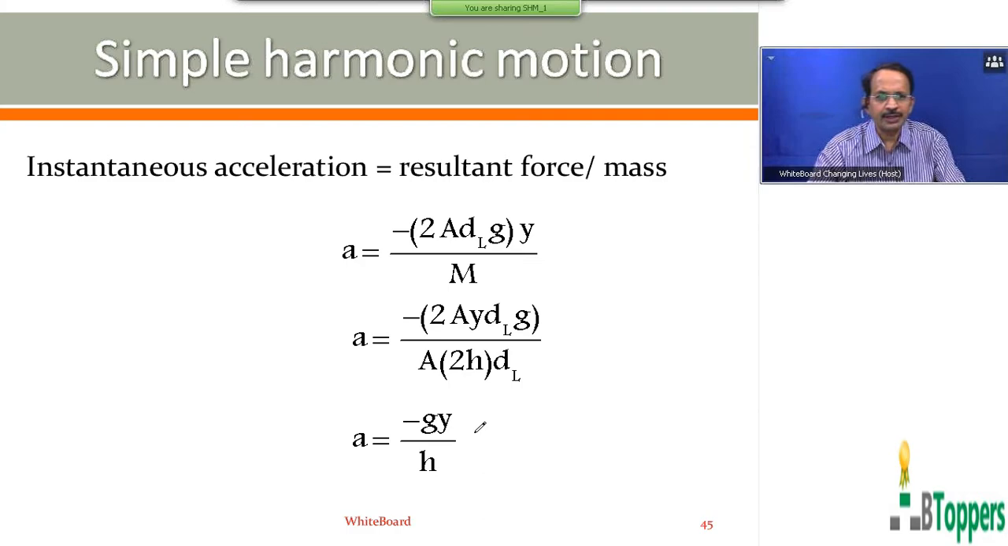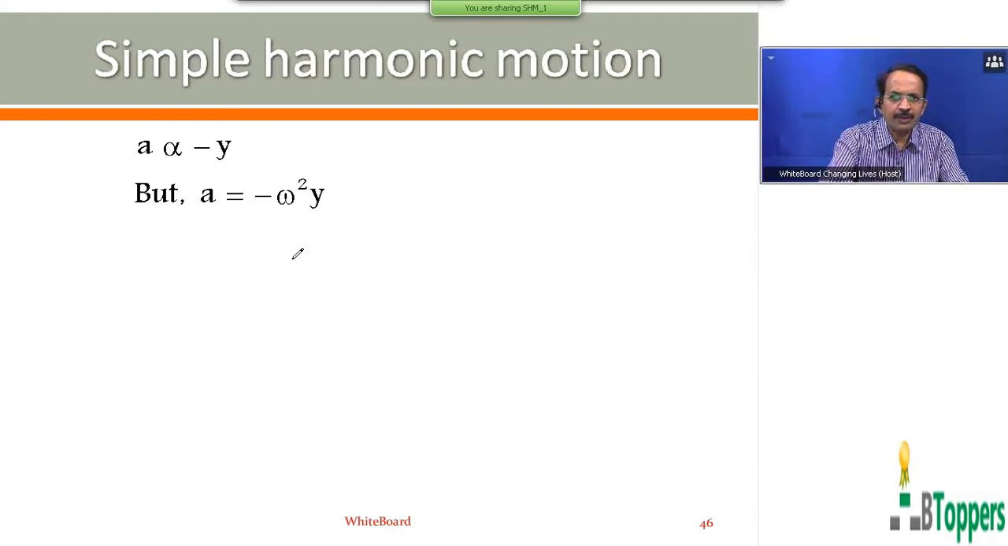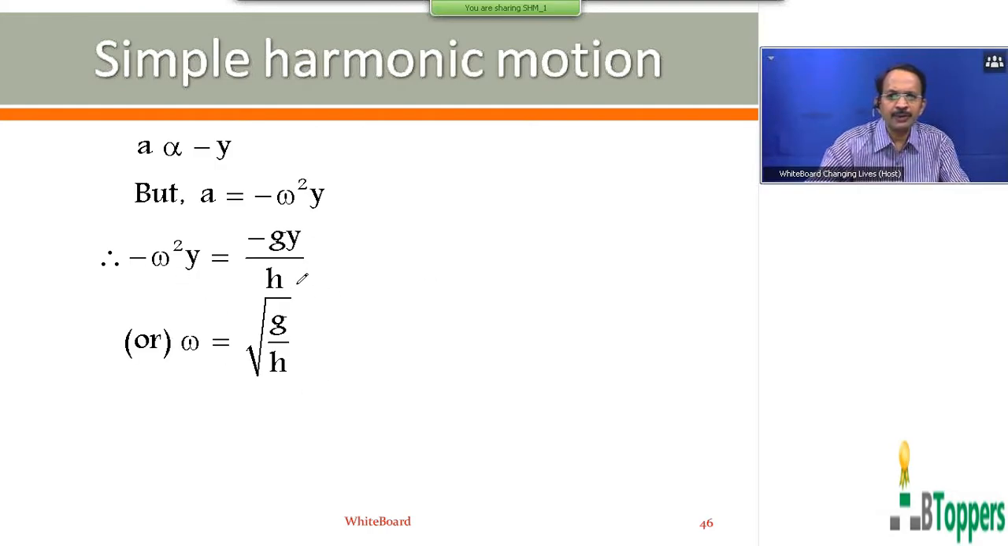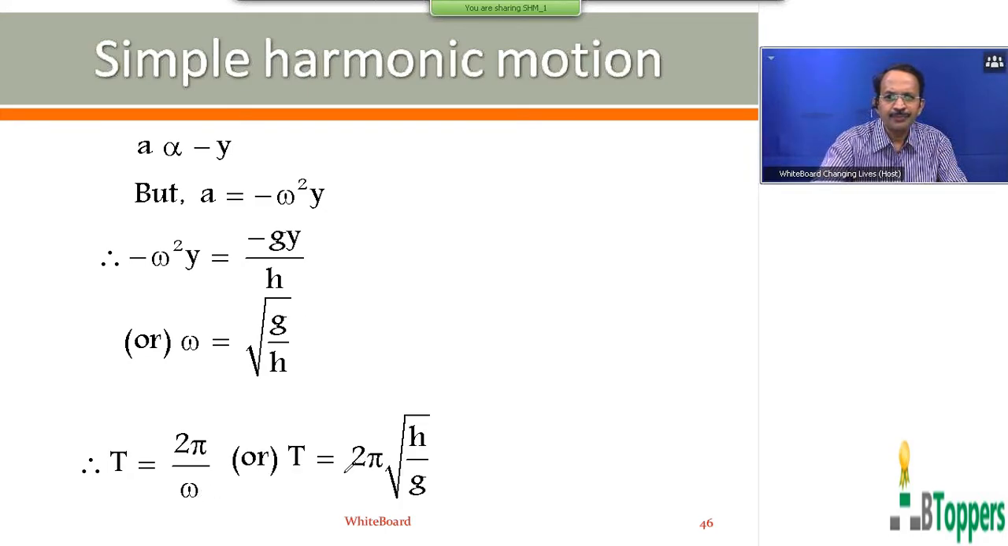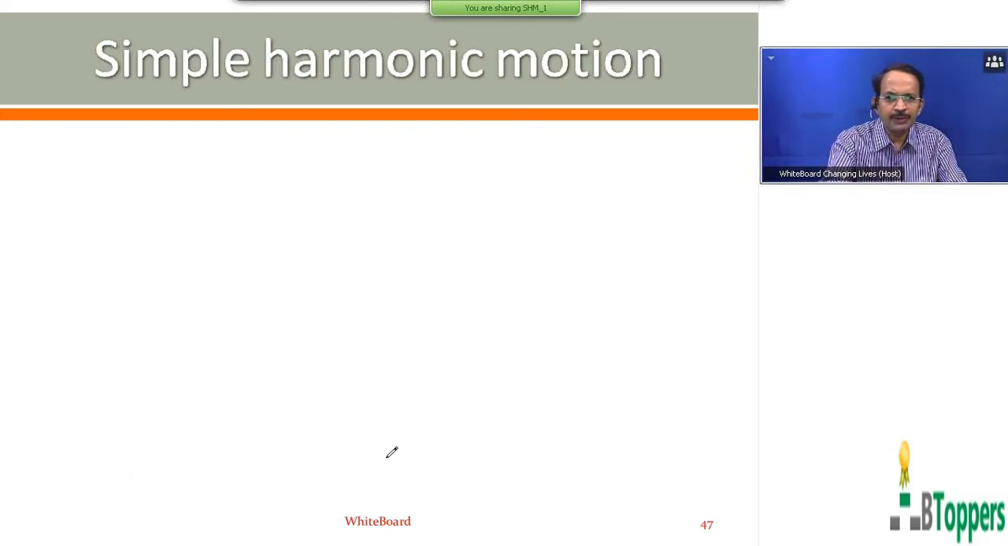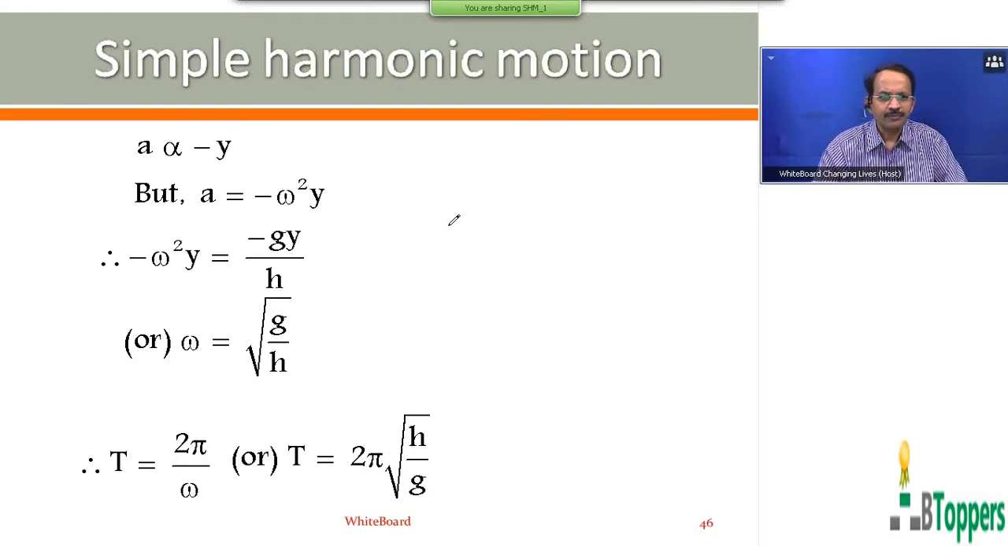Next, I would like to show the continuation for this. A is proportional to minus y, but A equal to minus omega square y in simple harmonic motion. So you get minus omega square y equal to minus gy by h. Omega is root of g by h. Therefore, time period is given by 2 pi by omega. You can substitute this value of omega here. We get 2 pi into root of h by g.